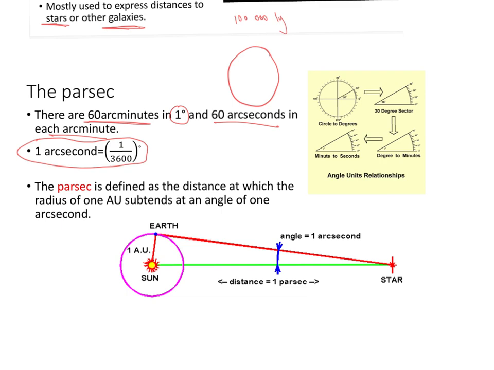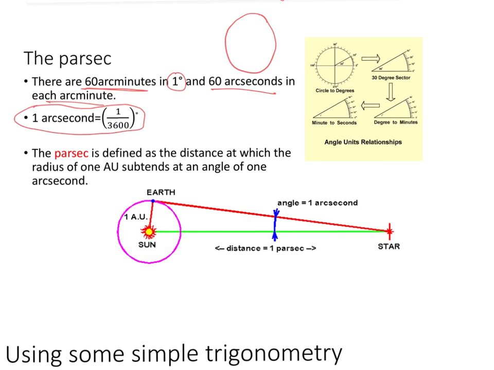So for the definition of the parsec, I always think it's helpful to include a diagram to show what we mean by 1 parsec. The parsec is defined as the distance at which the radius of 1 astronomical unit subtends an angle of 1 arc second. You do need to know the definitions. So 1 arc second is 1 over 3,600 degrees, basically. The parsec distance is this distance here, the green line that you see.